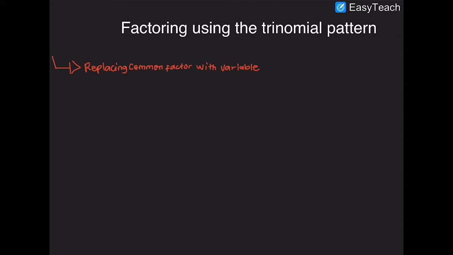In today's video, we're going to be factoring using the trinomial pattern. To do this, we're going to replace the common factor with a variable. Let's get straight into an example. Let's say we had this. How would we factor it?